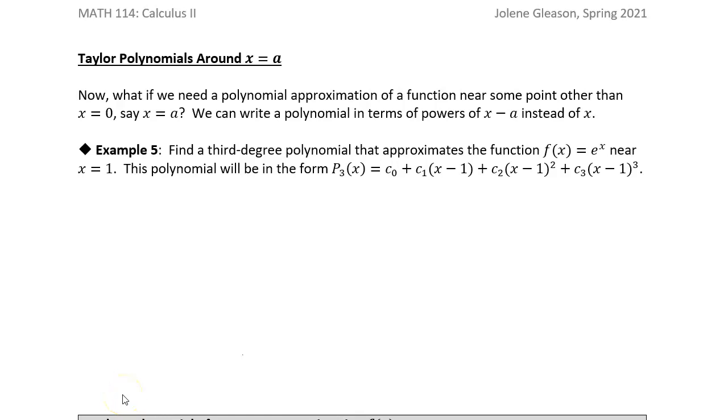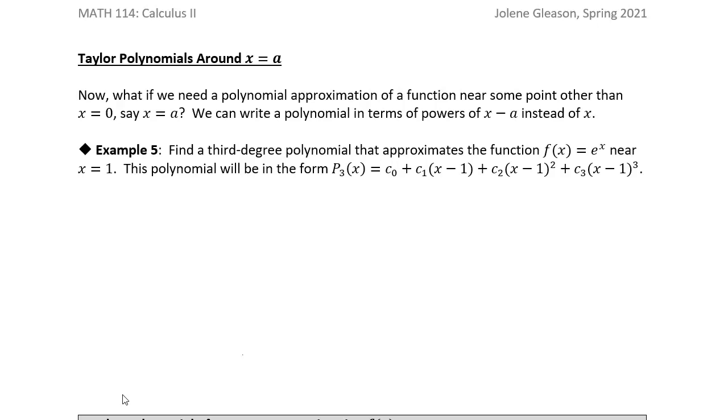All right, so now we have a formula for a Taylor polynomial of degree n around x equals 0. But what if we want to model a function around a different point, say x equals a? So we want to shift the Taylor polynomial horizontally by a units. And that's how we're going to come up with a Taylor polynomial around some other point x equals a.